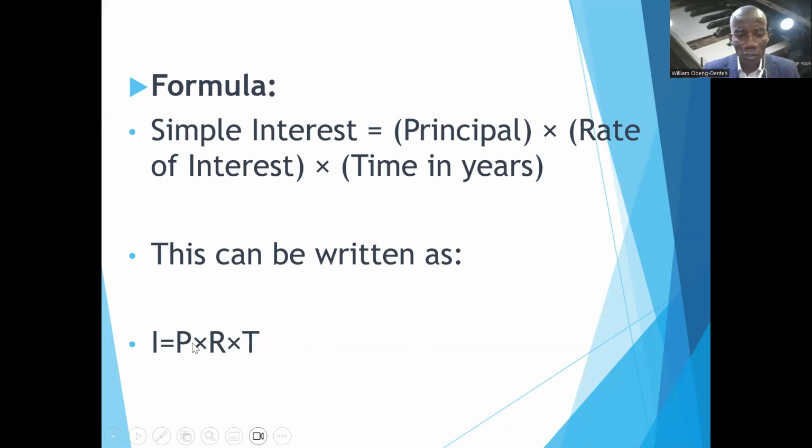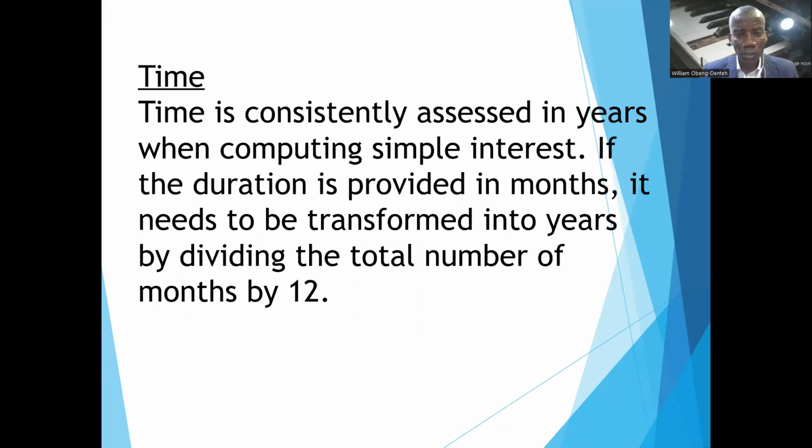We always need the amount that we want to start with, or the principal amount, and then we need the rate in percentages or decimals, and then the time in years. From there, we want to remind ourselves of time. As I said earlier, time is consistently assessed in years. So if we want to calculate the simple interest and the duration is provided in months, then it needs to be transformed into years by dividing the total number of months by 12 so that we are able to convert that to years.